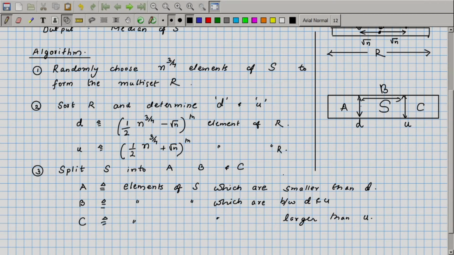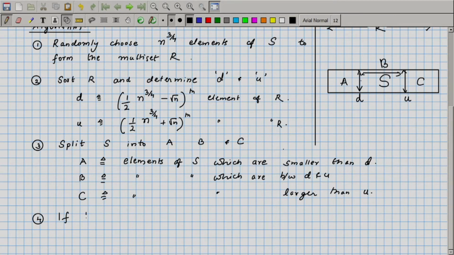Okay. Now, once this D and U are determined, we will run some checks to ensure that the median is in B and B is small enough. So, if size of A is greater than n by 2 or size of C is greater than n by 2 or size of B is greater than 4 times n raised to 3 by 4, this is some parameter that we have chosen so that the algorithm works nicely and the analysis goes through smoothly. Okay. So, if any of these conditions happens, then we will just quit. We will not output a median, we will just say that we have failed.